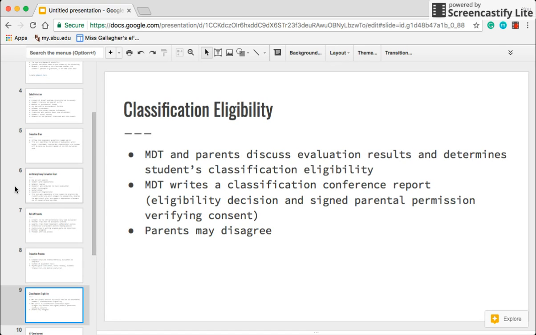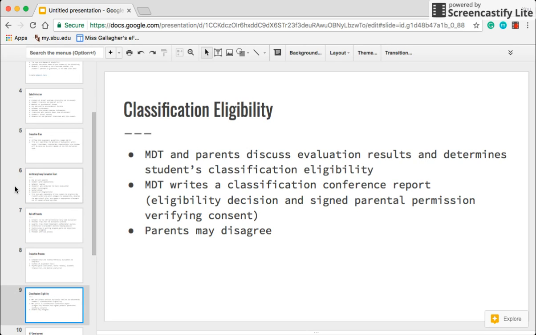The next part of the process is the classification eligibility. The MDT, or multidisciplinary team, I just shortened it, and parents discuss evaluation results, and they determine the student's classification eligibility. So this is when the MDT writes a classification conference report. On this report is their eligibility decision, and there's also a signature at the bottom that is needed.